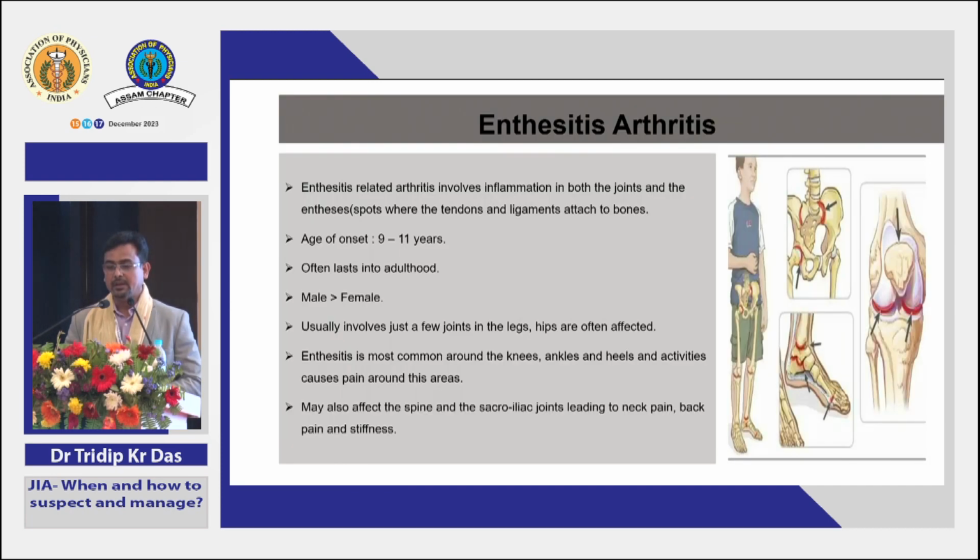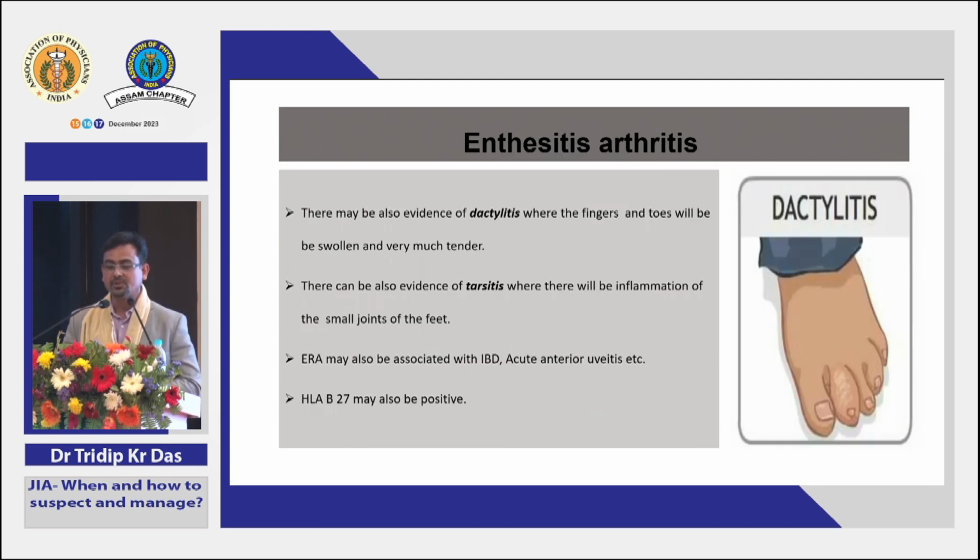Also the other molecules like biological agents, you can also use the interleukin-1 inhibitor anakinra, which also plays a very good role in MAS. Now coming to enthesitis-related arthritis, this basically involves both the joints as well as the entheses. The age of onset is basically after 9 years. It lasts into adulthood. This is the case where male preponderance is much more than female. Usually involves the larger joints. It's a few joints, in the legs, hips, and knees are affected. It also involves the ankles and heels. So any activity basically causes pain in this area. So there can be maybe also evidence of dactylitis, tarsitis.